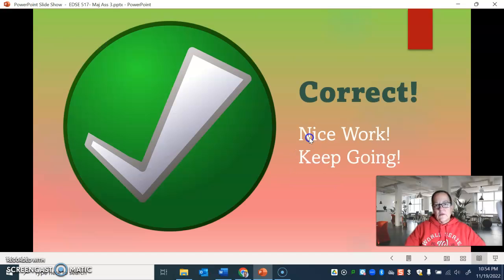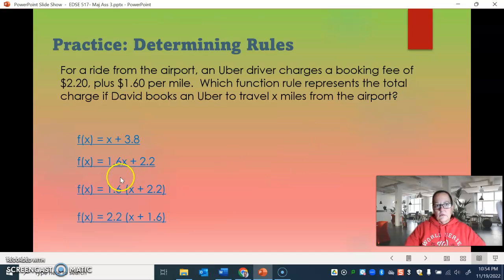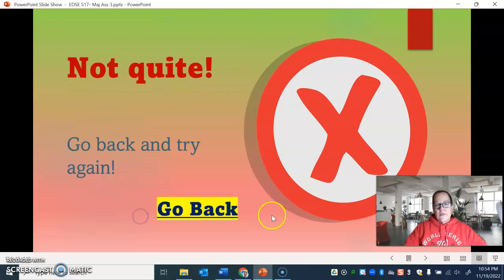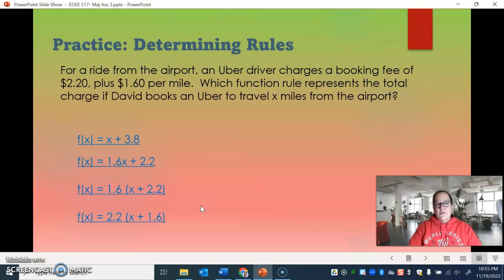If they select the incorrect answer, then it takes them to this slide, which lets them know they need to go back and try again. When they hit go back, it takes them right back to that slide. So that's a really nice feature.